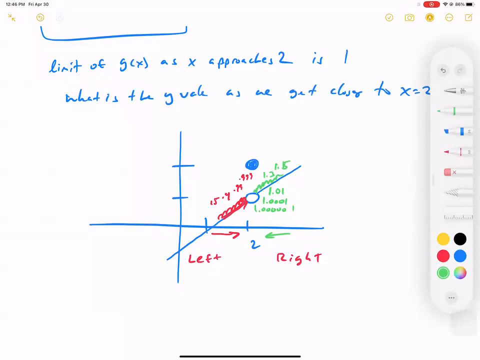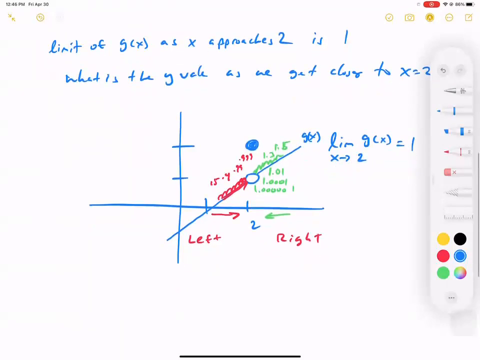So what does the graph look like? The left witness told me 1. The right witness told me 1. They both say 1. And that's what the idea of a limit is. The limit as x approaches 2 of g of x, in this case, because this was g of x, the graph should have looked like 1.